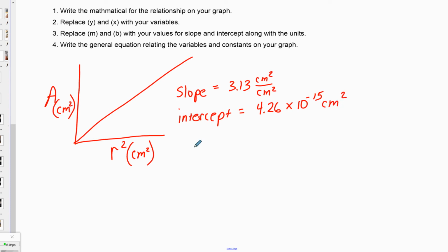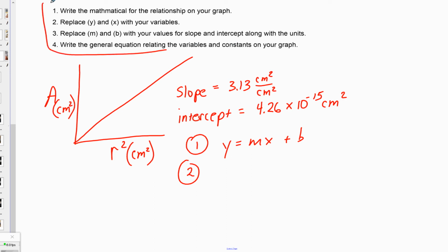So here we go. Step number 1: write the mathematical equation for the graph. Well, it is a straight line, y = mx + b. Step number 2: replace my y and my x. I suggest if you don't have it, you jot that down somewhere, screenshot it where you can hang on to it, because you're going to do it a lot this year.